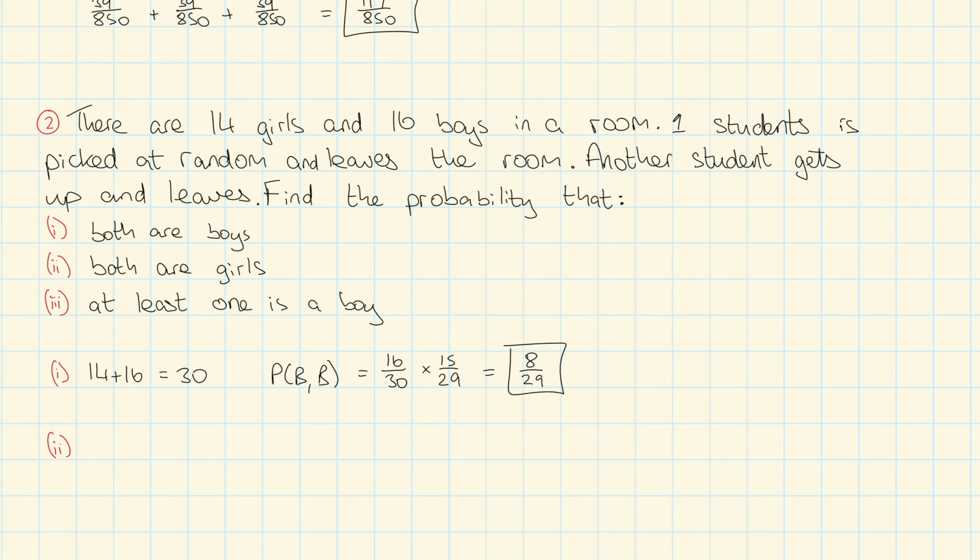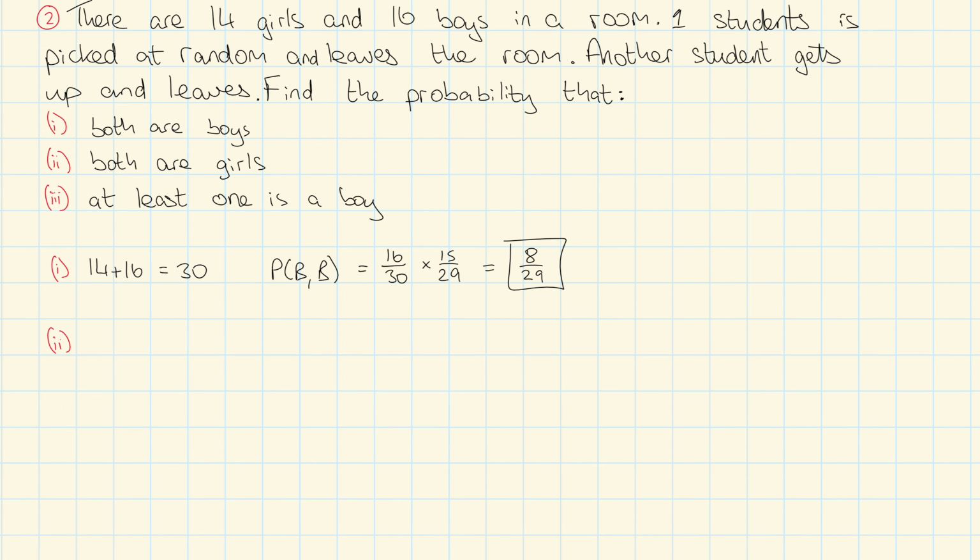Part 2. Both are girls. We've 14 girls. So that's 14 over 30 by 13 over 29. Into your calculator. We get 91 over 435.